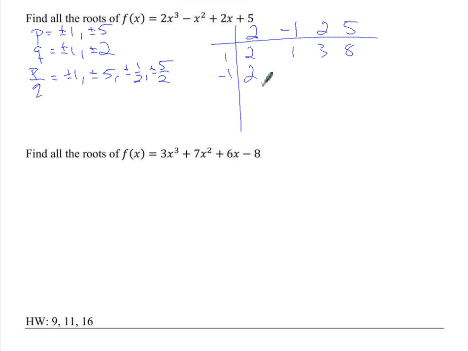So we bring the 2 down, and now we have 2 times negative 1, which is negative 2, plus negative 1, so that's negative 3. Negative 3 times negative 1 is 3. Plus 2 is 5. 5 times negative 1 is negative 5, plus 5 is 0. So negative 1 worked. Which means negative 1 is a root. Now what? Okay, so we have what?